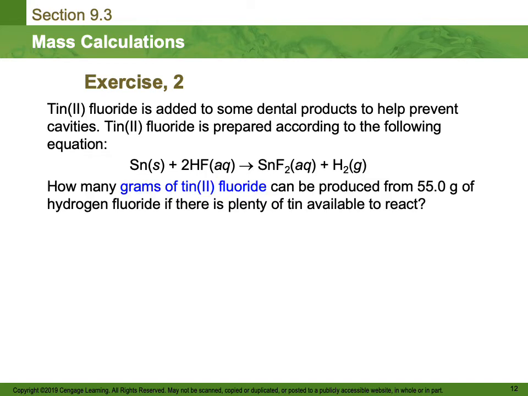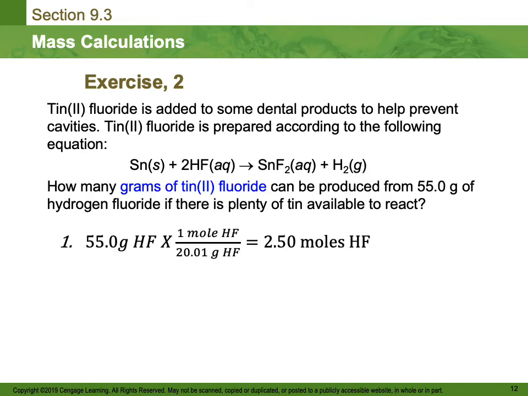So here again is the equation. Here's the problem. Step 1, convert what you know to moles. So we know hydrogen fluoride, 55.0 grams. We want to convert that into moles of hydrogen fluoride, so we're going to say 1 mole HF divided by the molar mass of HF, which is 20.01 grams of HF per mole. I'm not going through the calculations. It's 1 hydrogen plus 1 fluorine. I'm using hydrogen from the periodic table that is in Canvas. And when you do this math, you get 2.50 moles of hydrogen fluoride are equal to 55.0 grams of hydrogen fluoride.